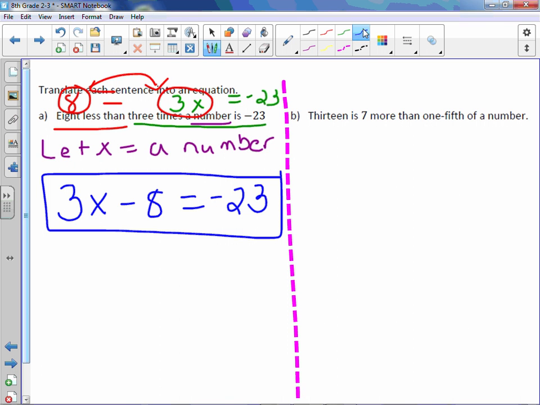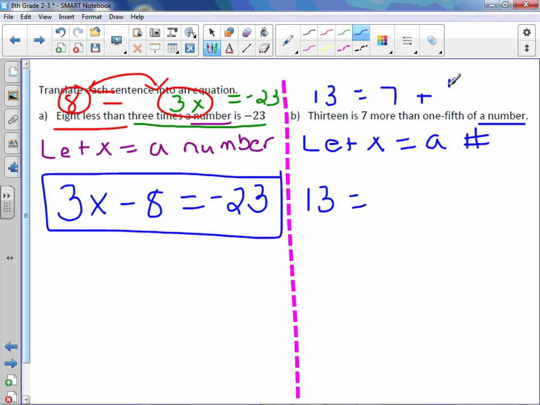Letter B. 13 is 7 more than 1/5 a number. Let's define our variable. Let x equal, we're searching for a number. So 13 is implies 13 equals 7 more than 1/5 of a number.